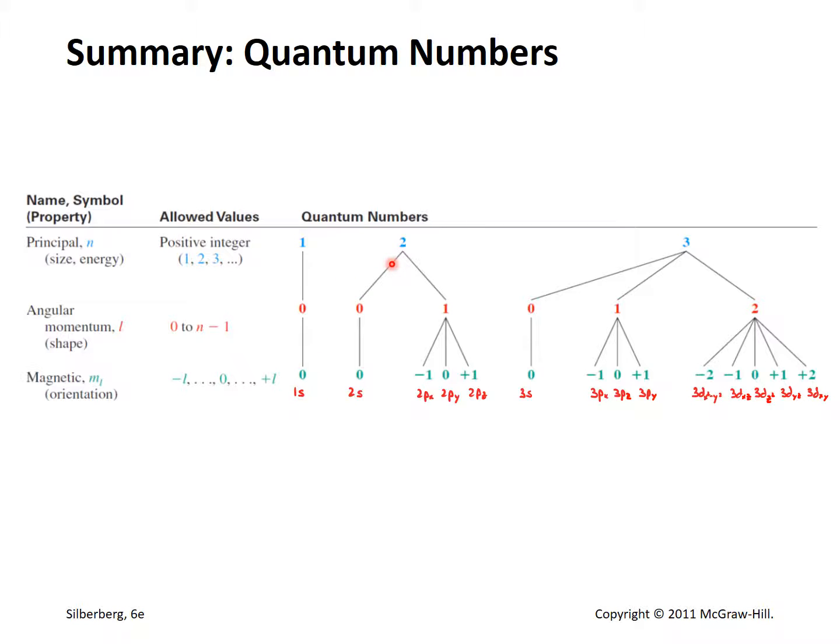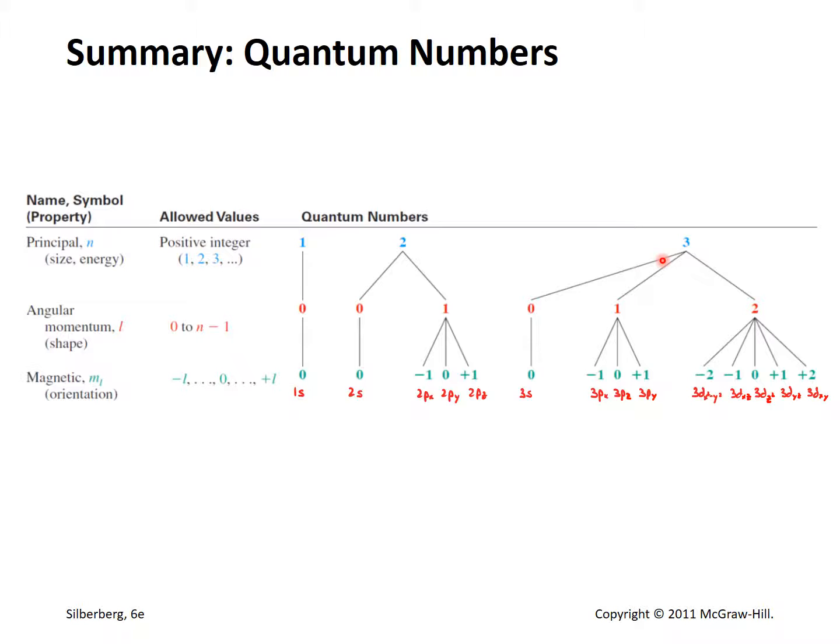When n equals 2, then the angular momentum quantum number L can be either 0 or plus 1. When L equals 0, then ML can only be 0, and this would be the case for the 2s atomic orbital. However, when L equals 1, then ML can be negative 1, 0, or plus 1, which corresponds to the 2px, 2py, and 2pz atomic orbitals.